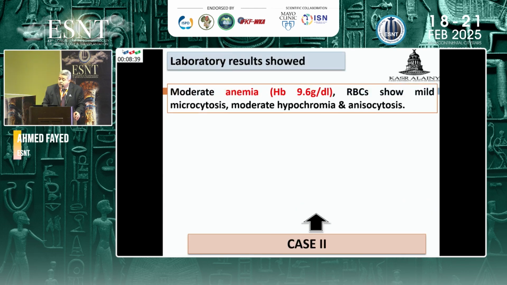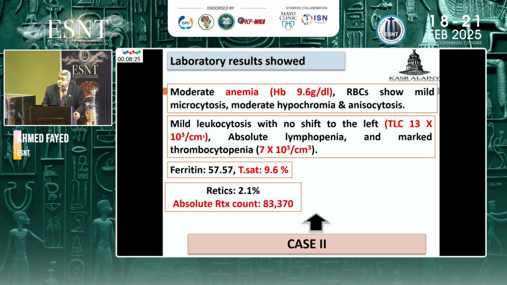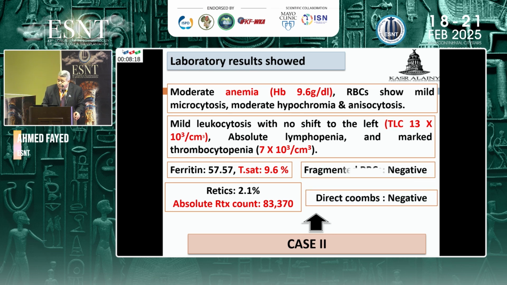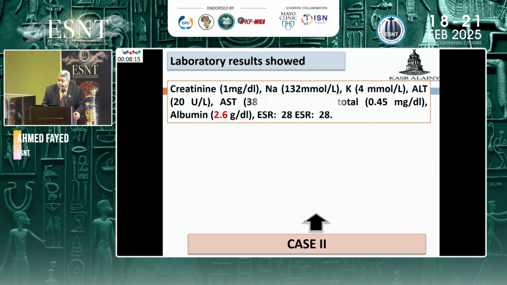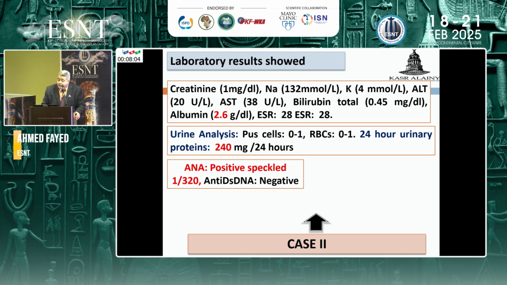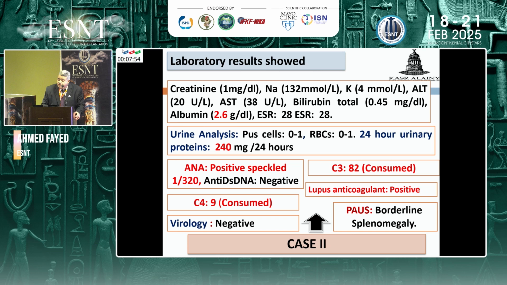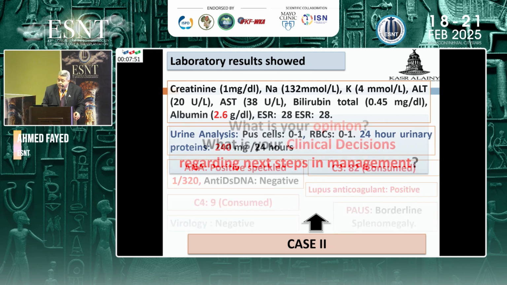Musculoskeletal and lymph node examinations are free, with bilateral normal fundi. Laboratory investigation shows moderate anemia, hemoglobin 9.6, mild leukocytosis with absolute lymphopenia and marked thrombocytopenia, ferritin 57, reticulocytes 2.1, and corrected absolute reticulocyte count 83,370. Direct Coombs was negative and fragmented RBCs negative. All labs are normal apart from albumin 2.6. Urine analysis shows 24-hour urinary protein 250 milligram. ANA is positive speckled 1/30, C3 and C4 are consumed, lupus anticoagulant positive, virology negative, and pelvic abdominal ultrasound shows borderline splenomegaly.